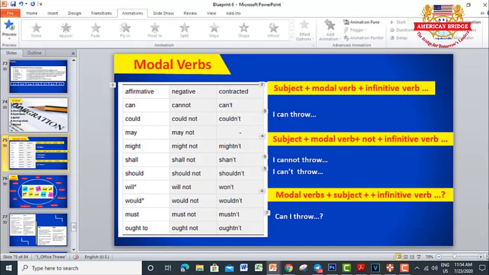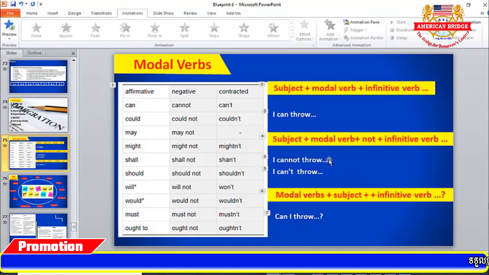Don't forget the form with the modal verb, everyone. We use the subject plus the modal verb plus the main verb. If you want to make it negative, we use the modal verb plus not and then the main verb. When we want to make it a question, you use the modal verb plus the subject and then the infinitive verb. Bear in mind, everyone, we use the main verb without any change.